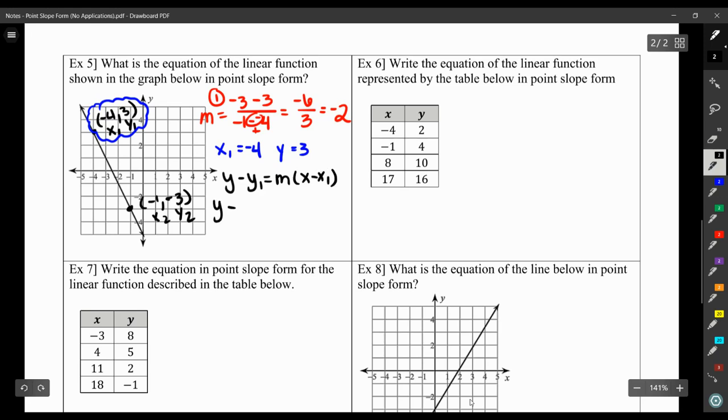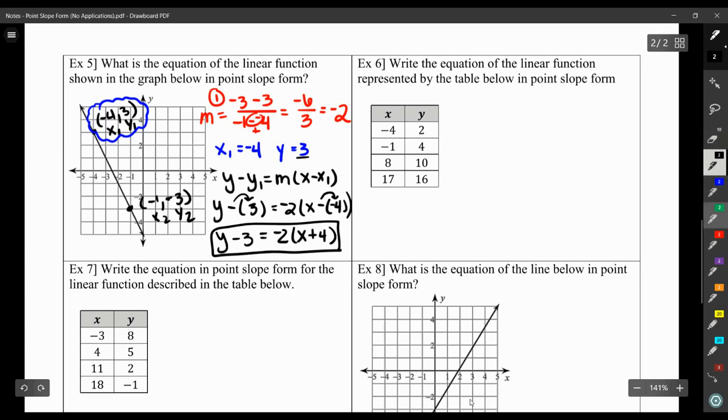So we have y minus y1, which is really a 3, equals m of negative 2 times x minus x1, which is negative 4. And then simplify if we can. Minus and a positive still makes a minus. Negative 2 parentheses, x, negative and a negative make a positive 4. And here's the point slope form.